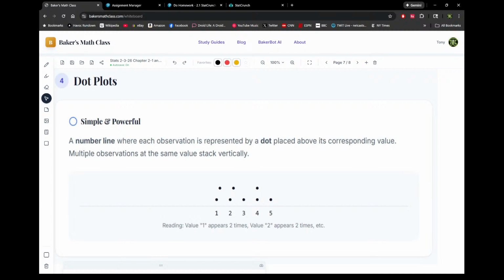Dot plots. The least favorite of my group of graphs. A dot plot is literally just a bunch of dots on a graph. You put all your points on there, and the points are that value. So for here, I have 2 1s, 2 2s, a 3, 2 4s, and a 5. You just count the dots above the numbers. And they also make a nice little bar graph.